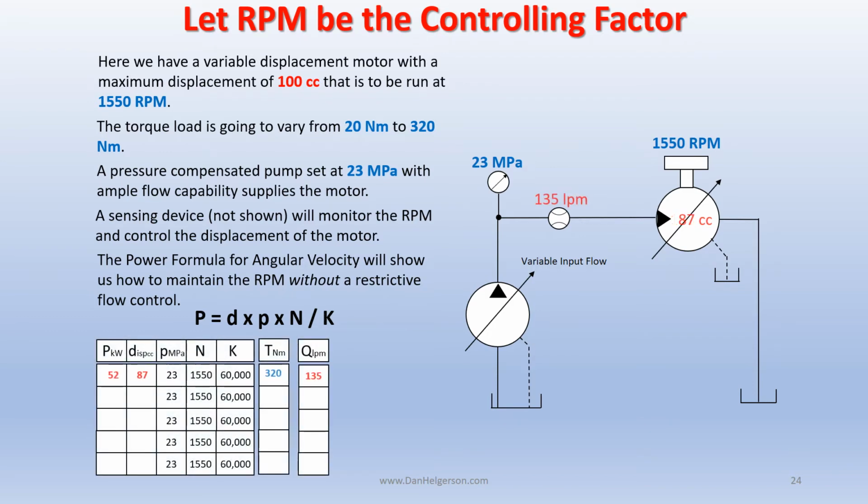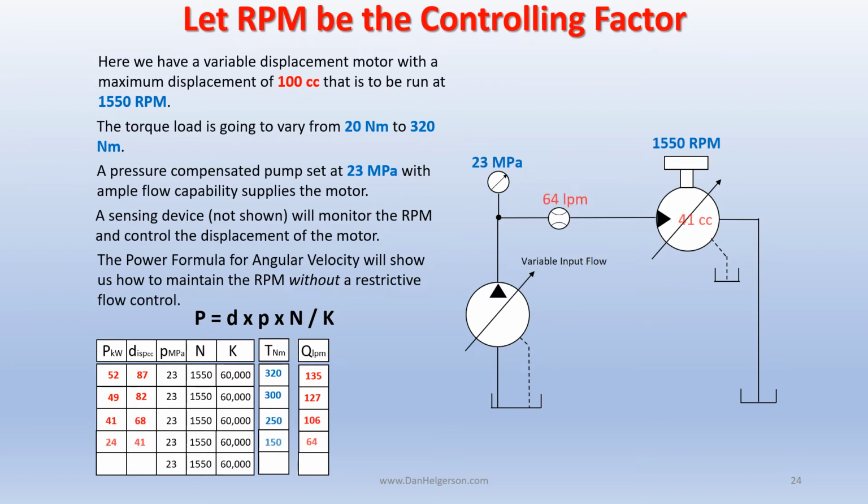When the torque is at 320 Newton meters, we're using 52 kilowatts with a displacement of 87 cc's, and our flow rate from the source is 135 liters per minute. When the torque drops to 300 Newton meters, we're down to 49 kilowatts of power, but the displacement has also dropped to 82 cc's, and the flow from the pump has dropped to 127 liters per minute.